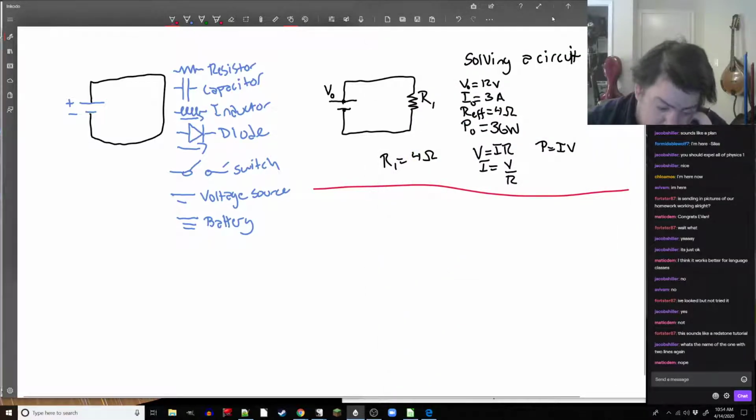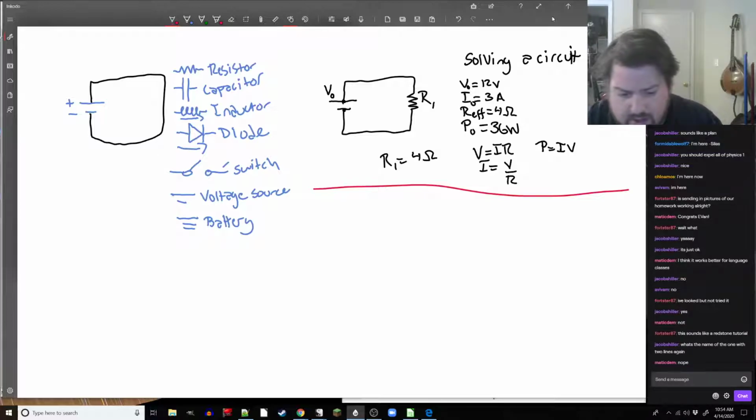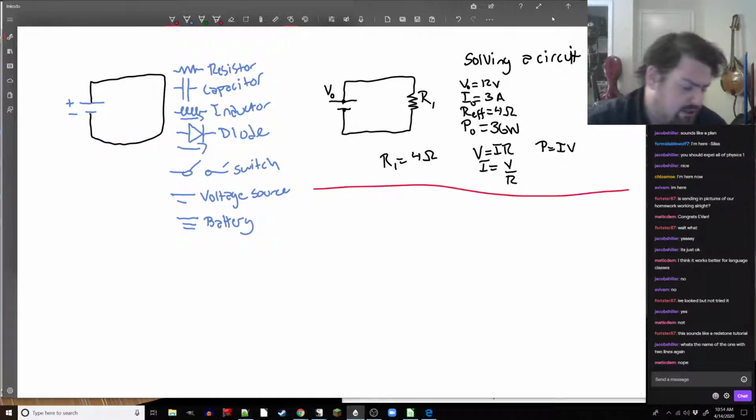Okay, let's move on to another example. And this will show you how to do multiple resistors in a single circuit. There's two different ways to do it. Maybe not two different ways to do it. There's two things you have to take into account, I guess.